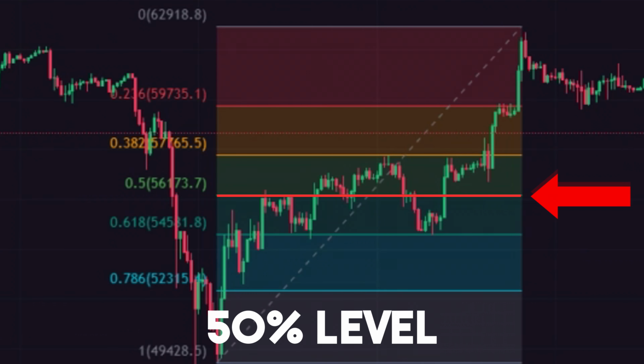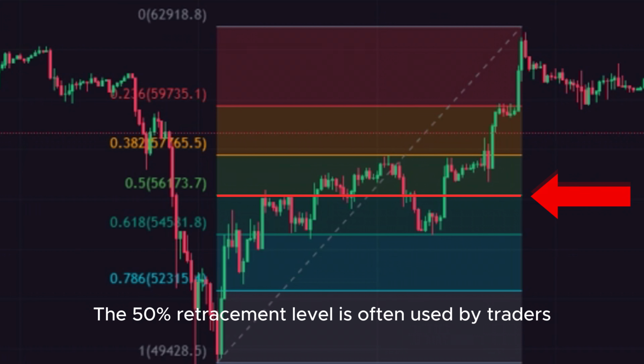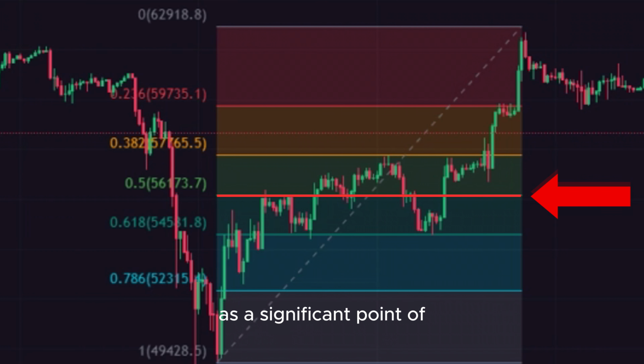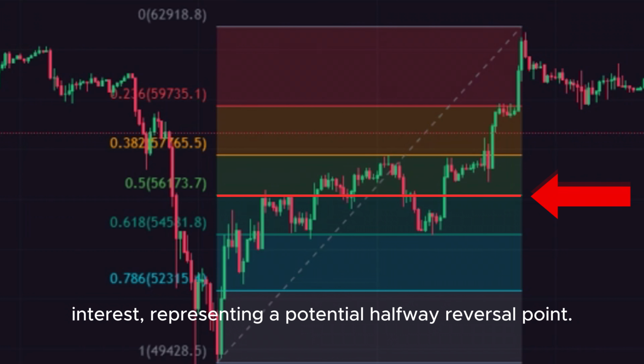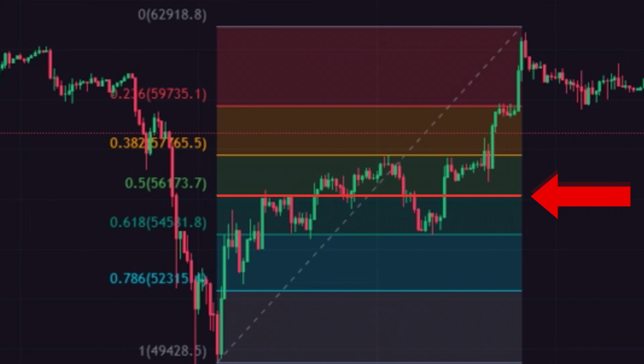2. 50% level. While not technically a Fibonacci number, the 50% retracement level is often used by traders as a significant point of interest, representing a potential halfway reversal point.